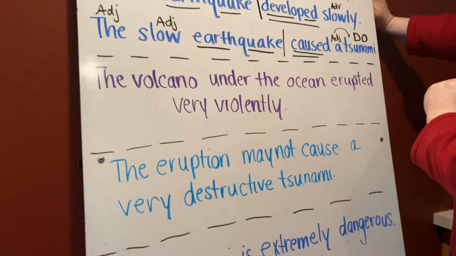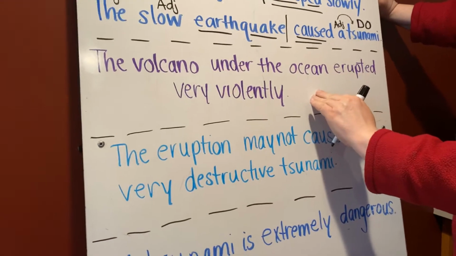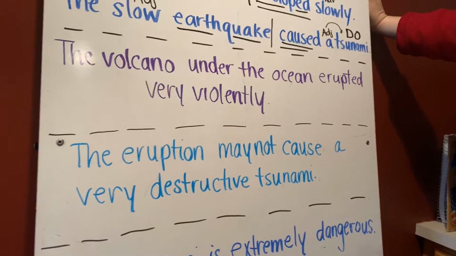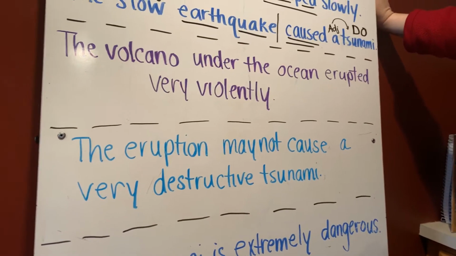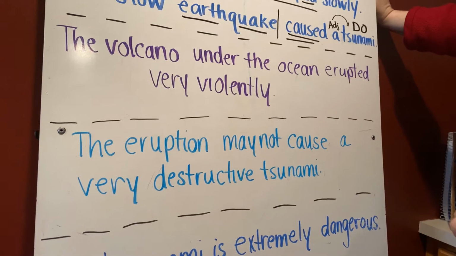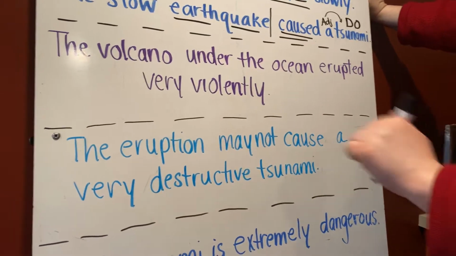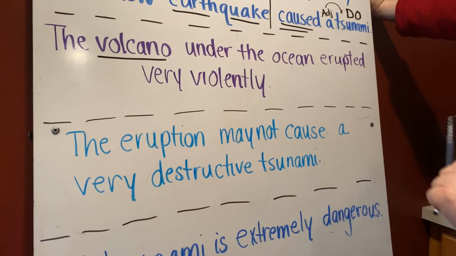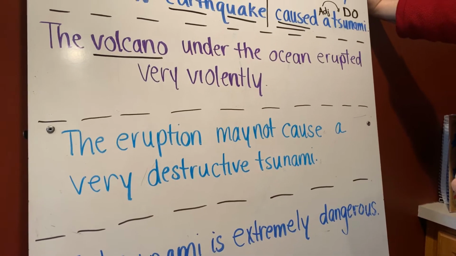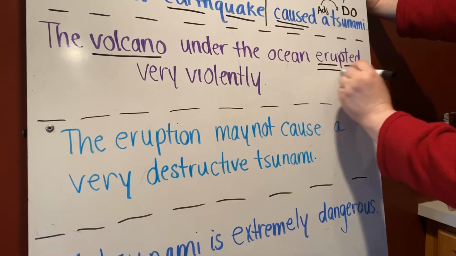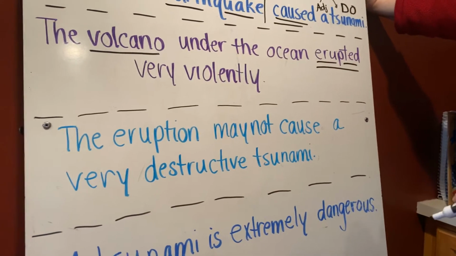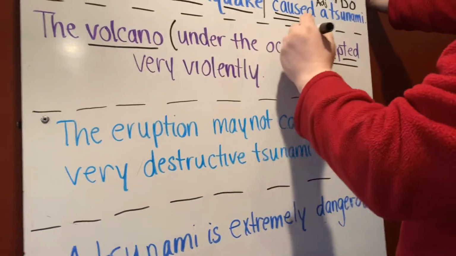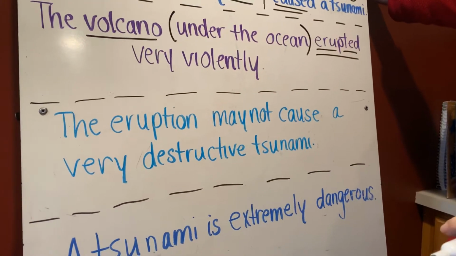Okay. Go ahead and look at the purple one. The volcano under the ocean erupted very violently. What is the subject in this sentence? Volcano is the subject. What did the volcano do? It erupted. Do you see a prepositional phrase? Of course you do, because you're geniuses. Under the ocean is your prepositional phrase.